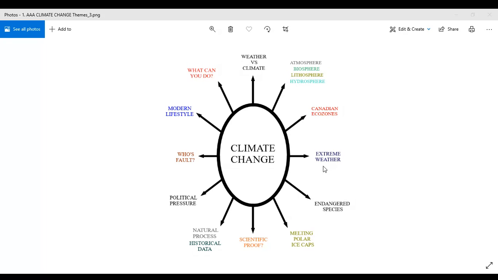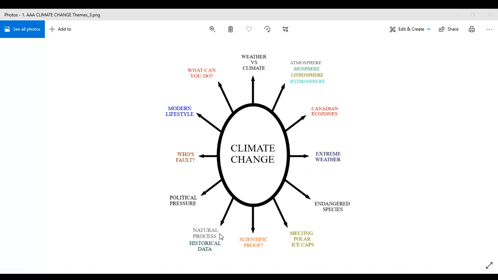Moving more closely to the climate change concept, we will start to look at extreme weather around the globe. We're also going to look at endangered species and how these are being affected by our current changing climate. We are going to look closely at melting polar ice caps and the effects that this concept has globally. And we're going to look at some of the scientific proof that indicates that climate change is indeed a real thing. Now, there are still lots of people who are somewhat skeptical about climate change, and hopefully, looking at the science behind it will allow you to make an educated decision on that topic.